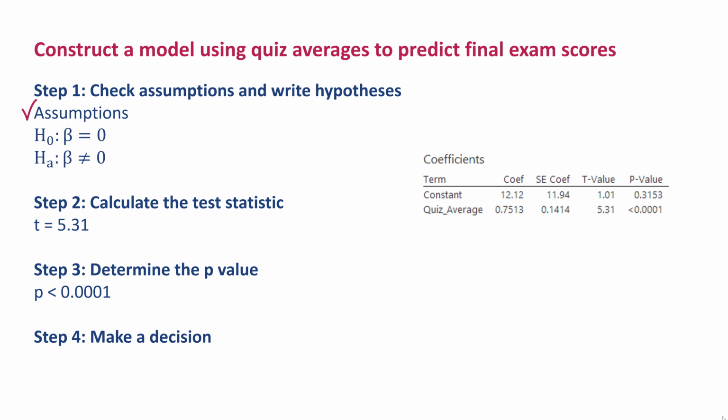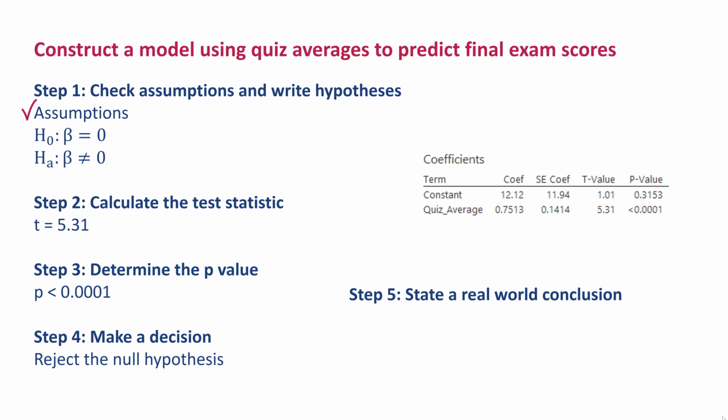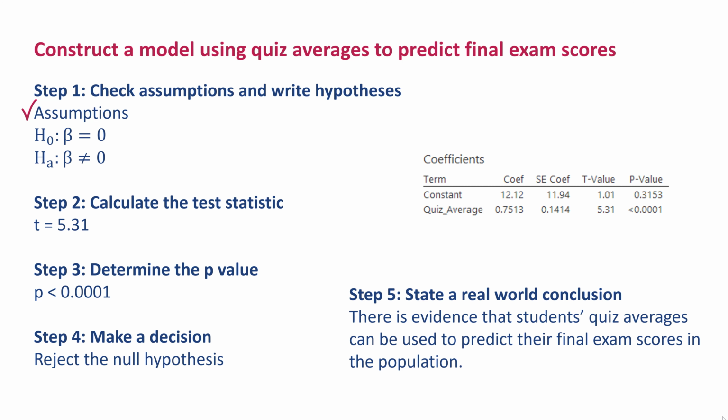Step 4, make a decision. Our p-value was less than the standard 0.05 alpha level, so we reject the null hypothesis. And step 5, state a real-world conclusion. There is evidence that students' quiz averages can be used to predict their final exam scores in the population.